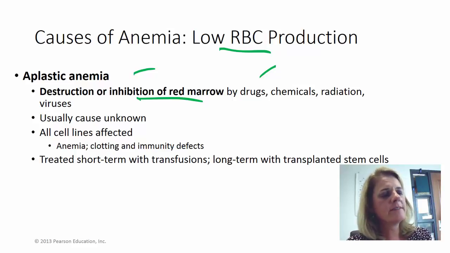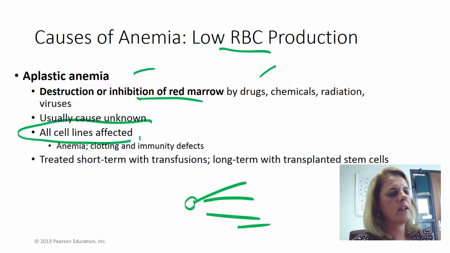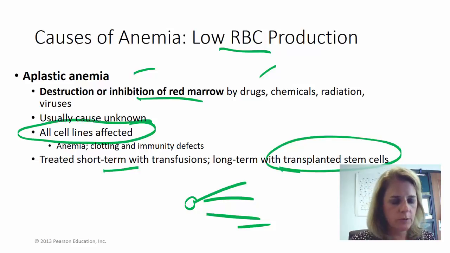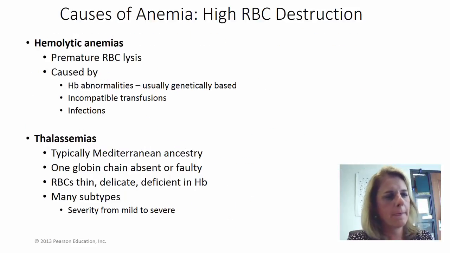The problem with aplastic anemia is, remember that one cell that becomes all the other cells? All the cell lines are affected. So you have immunity problems, you have clotting problems, you have anemia, so everything that has to do with blood is affected. Short term, you give transfusions. Long term, you have to do a transplant. So a bone marrow transplant is what you would do for someone with aplastic anemia.